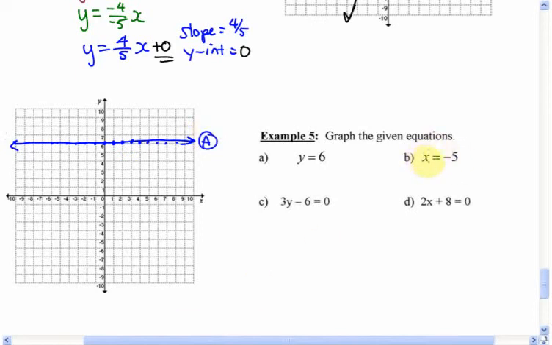x equals -5. Where is x equal to -5? Right there. And here, and here, everywhere. So I'm creating another line, but this time it's a vertical line.